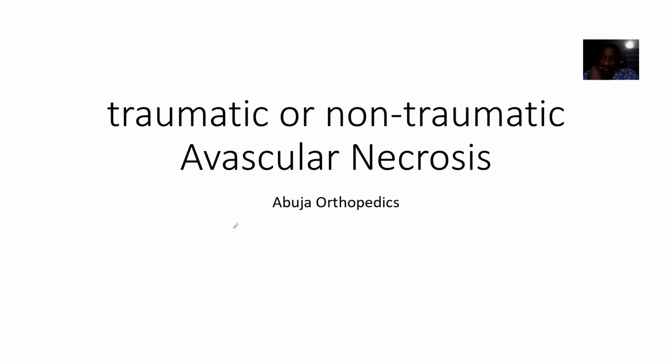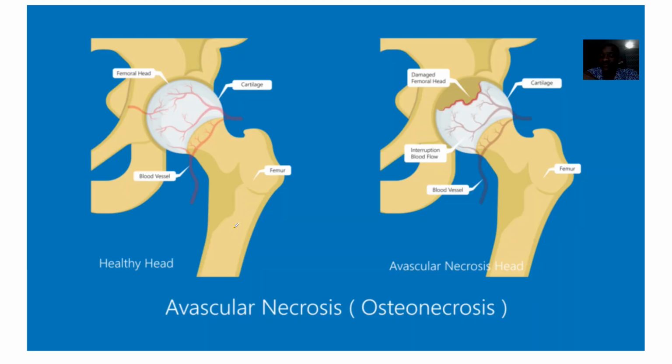So we've spoken so much about avascular necrosis. Now we're trying to talk about the different types we have. For the different types we have the traumatic one, and we have the non-traumatic one. For the traumatic one, of course, you should know that in avascular necrosis, the blood supply to the hip is disrupted, and this is because of an injury, a trauma, an accident.